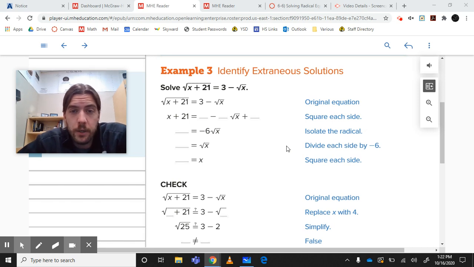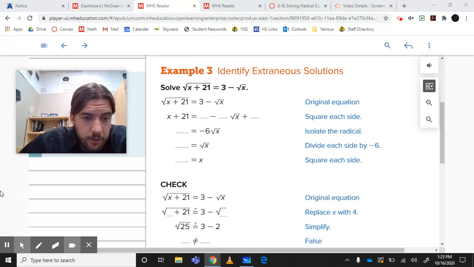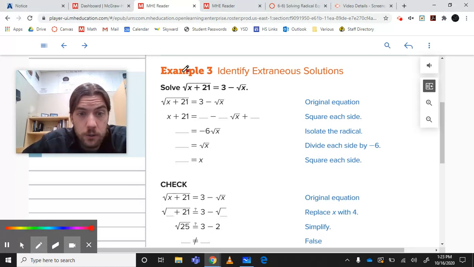On example 3 here, we're going to identify extraneous solutions. An extraneous solution is kind of a weird thing to describe. It's a solution that you arrive at algebraically that works when you follow the algebra. However, there's something in the process that doesn't work, and you find out when you check it. So let's go through the steps and see that without that vague explanation I just gave.